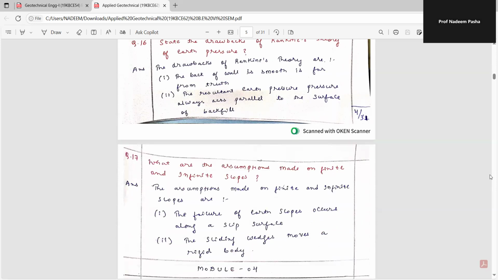What are the assumptions made on finite and infinite slope? The assumptions made on finite and infinite slope are: the failure of the earth slope occurs along a slip surface, across a slip surface, and the sliding wedge moves as a rigid body.